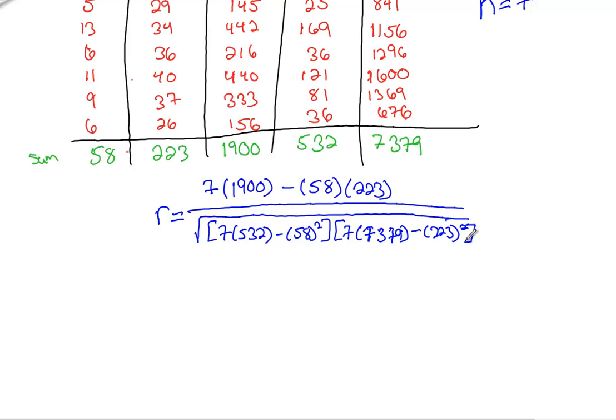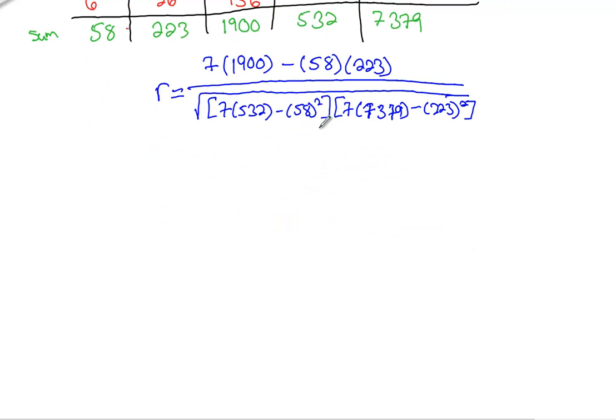So I now have my formula filled in. Now it's time to calculate it. And I would go through there and do it a little bit at a time to make sure that you get it correct. I would do each multiplication first, and then each subtraction. Okay? So 7 times 1,900 is going to be 13,300.